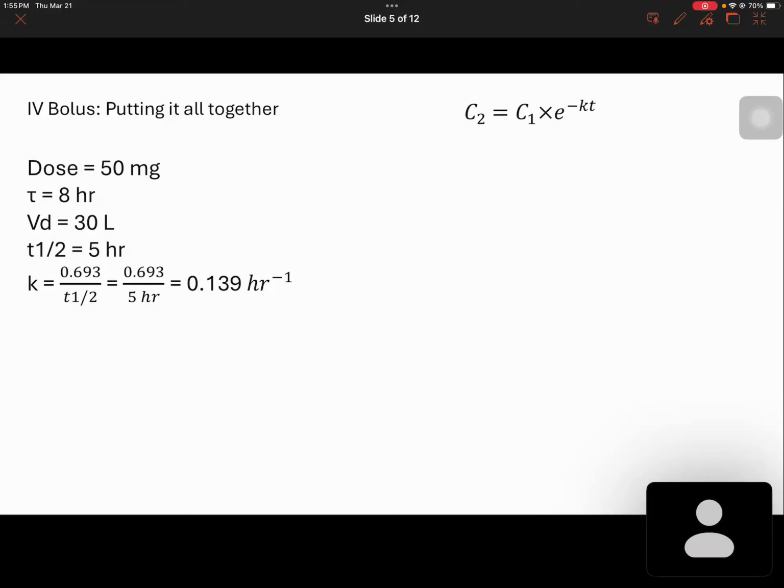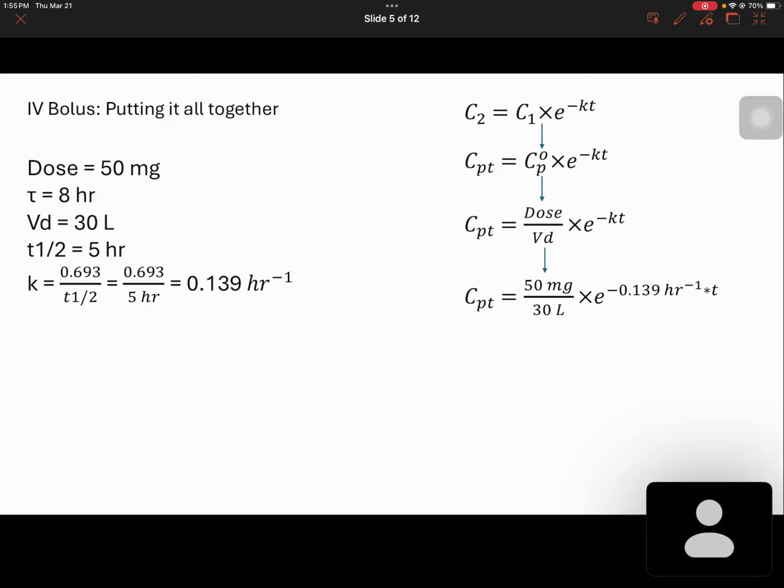Again, using our initial equation of C2 is equal to C1 times e to the negative KT, that becomes CPT is equal to CP naught times e to the negative KT. That becomes CPT is equal to dose over VD times e to the negative KT. If we plug in our values, CPT equals 50 milligrams dose over 30 liters volume of distribution times e to the negative 0.139 hours to the negative 1 times t. So with this equation, given any time t, we can solve for a concentration at that time t.